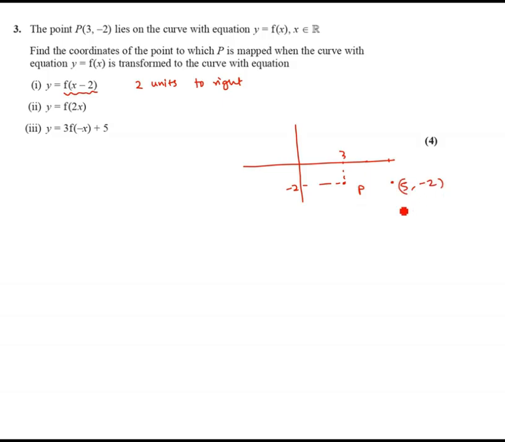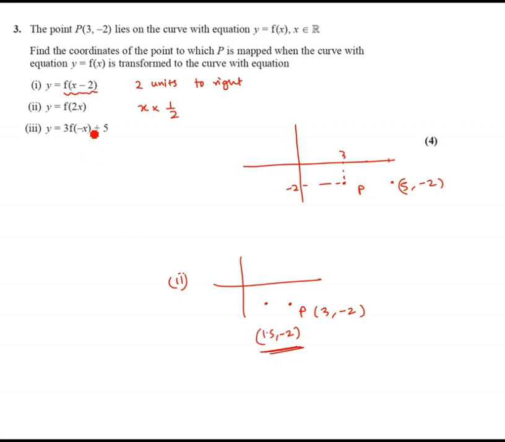Okay, now when you do f of 2x, the x values will be multiplied by 1 over 2. You have (3, minus 2) here. So that means 3 becomes 3 divided by 2. The y remains unchanged, so the new position will be 3 by 2, which is (1.5, minus 2). Y remains unchanged, so this will be the new position.